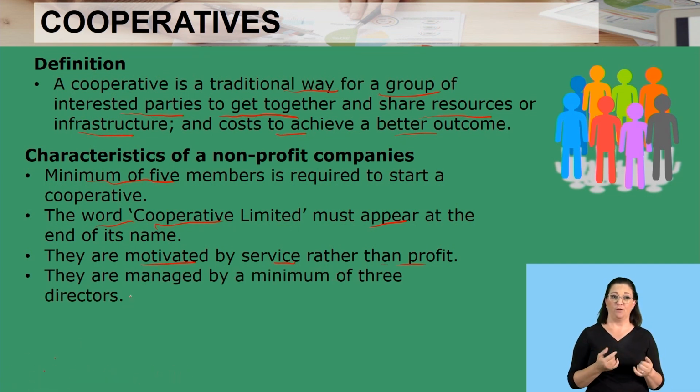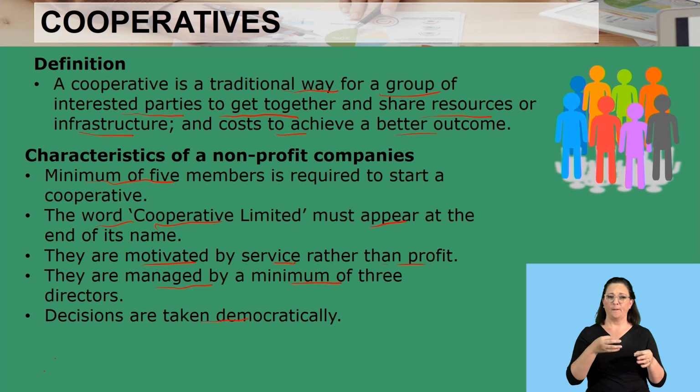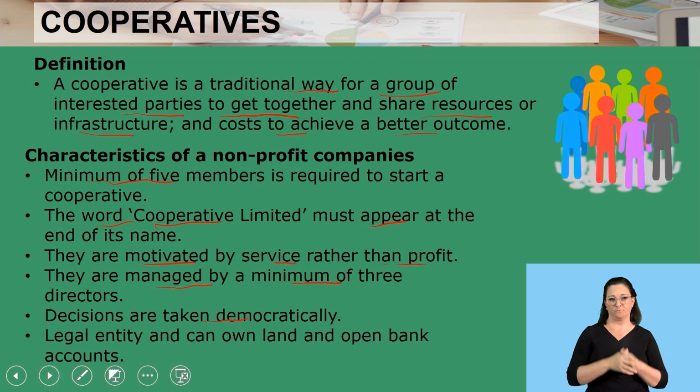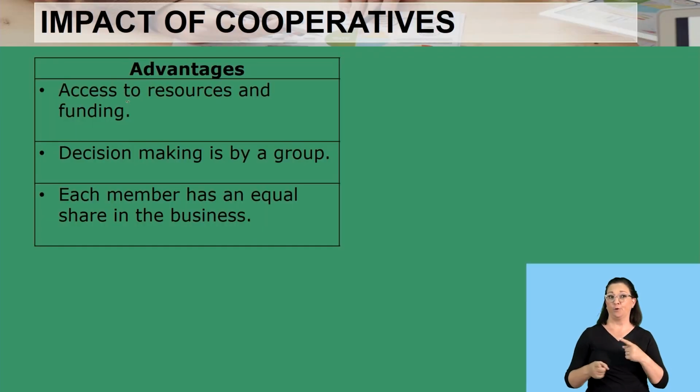Then another aspect is that they are managed by a minimum of 3 directors, and then as we proceed, decisions are taken democratically. Then legal entity, and this is a legal entity and can own land and open a bank account. What are the positives? The advantage is that they have access to resources and funding, and decision making is done by a group, and each member has an equal share in the business.